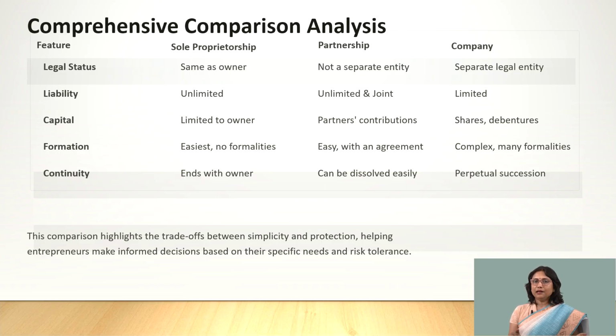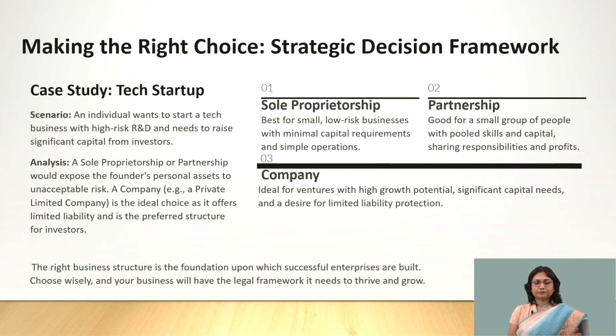For formation, an individual business is easiest to form, a partnership requires a common agreement, and for a company it is very, very difficult. For continuity, in case of an individual business, it ends with the owner if there is any issue. In a partnership, with the modification of the partnership, it may continue. But in case of a company, there is perpetual succession, which means it is not at all dependent on the life or well-being of the members. So depending on the type of the business, as I said, one has to choose the form of the organization that they will continue with.